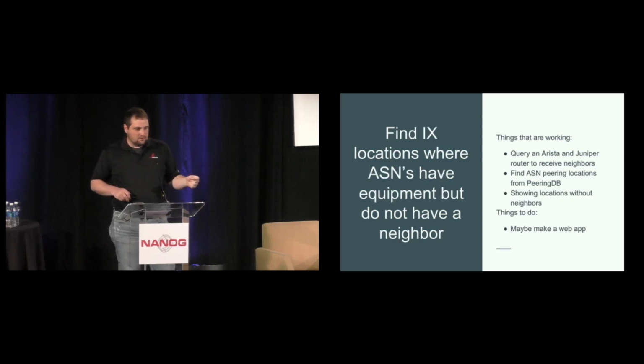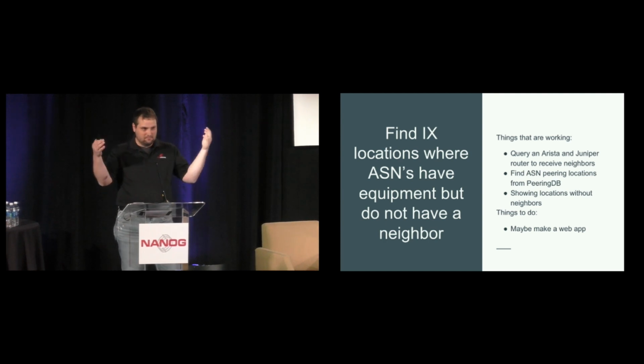To do this, we built an interface to query Arista and Juniper routers and find neighborships. Then we look at ASN peering locations from PeeringDB, and then show the locations without neighbors. Something that we would like to do afterwards is maybe make this into a web app so that you can just go to a website, plug in ASNs, and see what happens.